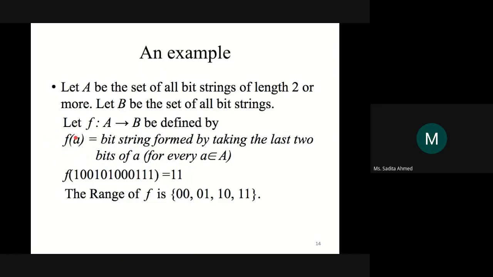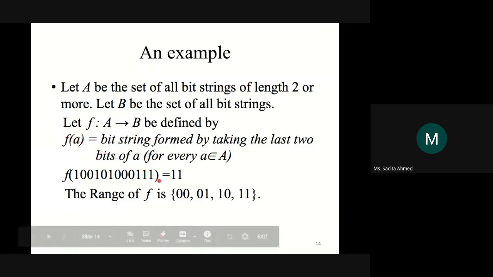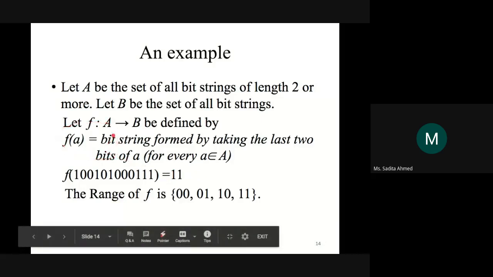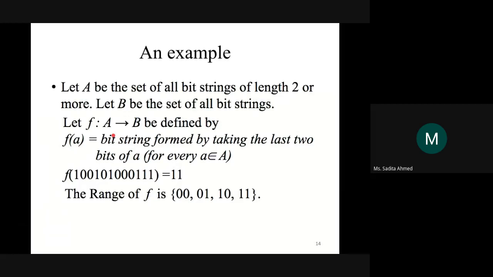In those cases where the bit string has a length less than 2, is it going to be possible to take the last 2 bits of A? No, miss. No, it won't be possible. So those elements of the domain, will it be possible to map those elements to an element from the codomain using this function? No, miss. No, it won't be. The bit strings which have a length less than 2 will not be possible. It will not be possible to map them at all.